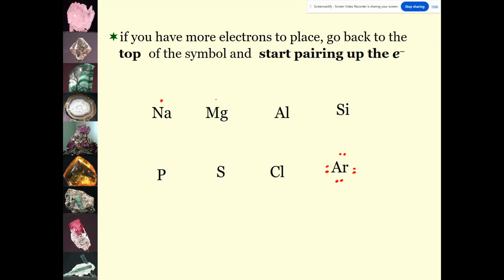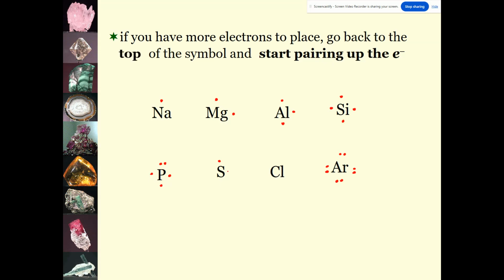Magnesium has 2. Now, I don't pair them up. I put 1 on 2 of the sides. Okay? Same with aluminum. It has 3. And silicon, being in group 14, has 4. Okay? So I place 1 on each side, so each orbital gets half filled first with 1 electron. Then if I have more than 4, now I fill my orbitals. So here on top, phosphorus has a full orbital and 3 half-filled orbitals.